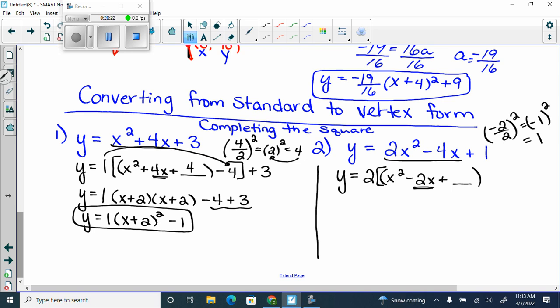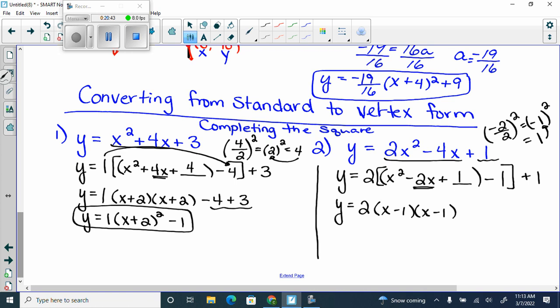And I'm not skipping any steps. I'm going to add a 1, but then I have to subtract a 1 with the square bracket. And then I put this plus 1 at the back. Then I'm going to go y equals 2. And then what multiplies to give me 1 and adds to give me negative 2? If I look back, it's negative 1. So it's going to be x minus 1 times x minus 1.